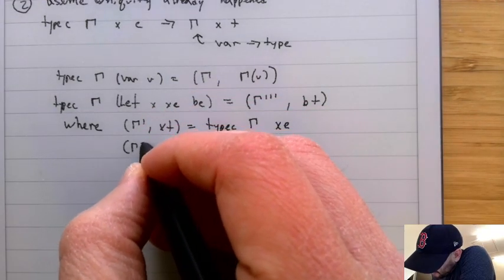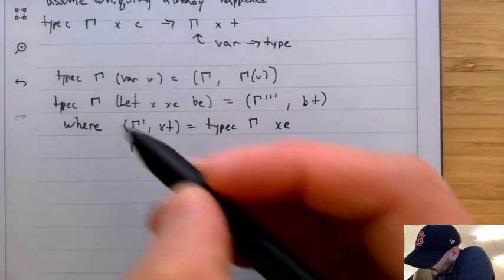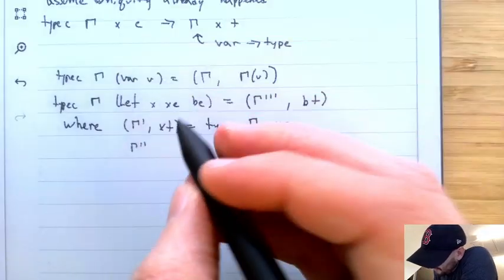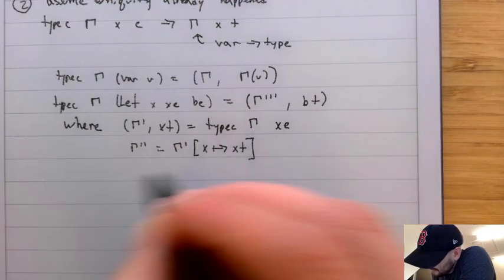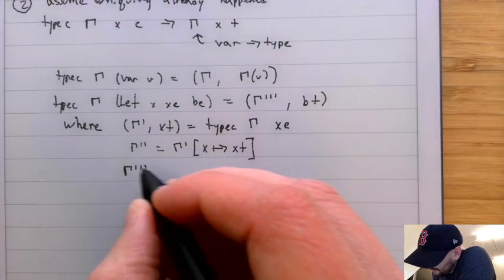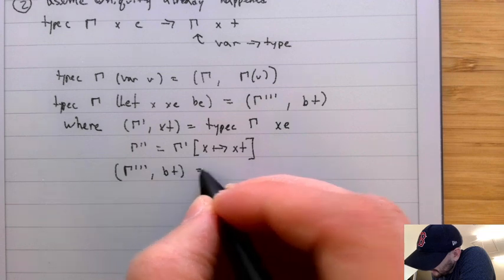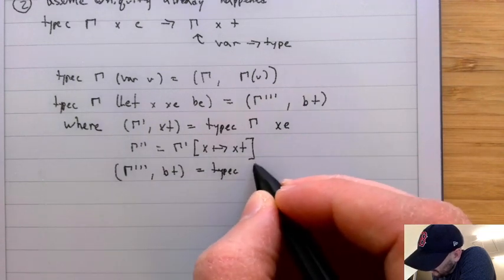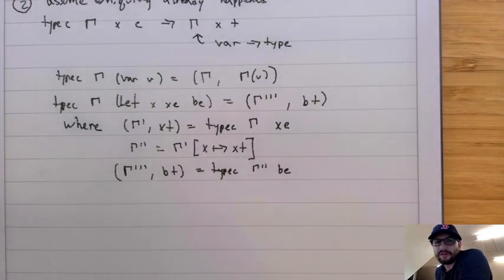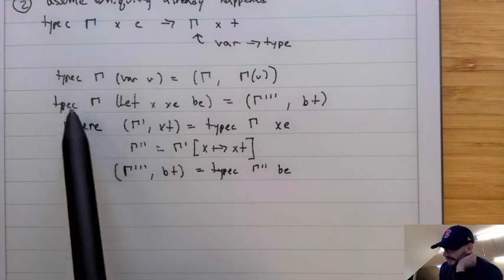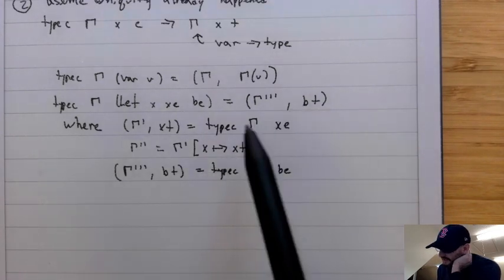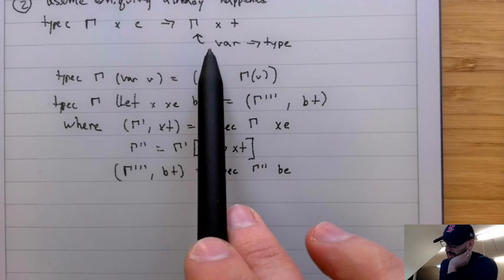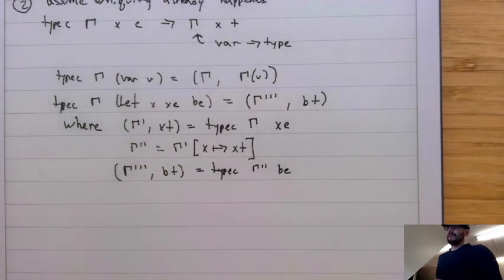And then gamma prime prime is equal to gamma prime with a mapping from x to xt. Then gamma prime prime prime and the body type is what happens when you call the type checker on gamma prime prime and the body expression. So the idea here is that gamma is like something that goes into everything and comes out, and we remember what things are. And so now, when we're finally done with the type checker, we can get this variable to type mapping and know what the type of every variable is.